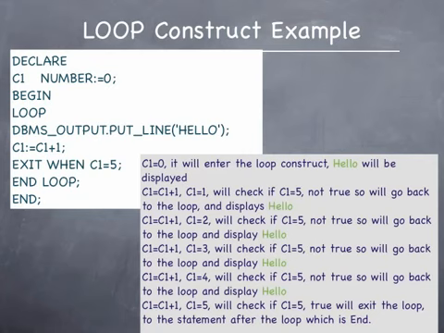In the body of the program, which begins with the word loop, is a loop construct, which has within it a DBMS output line statement that displays the word hello, which is then followed by an assignment statement C1 colon equal to C1 plus 1. This statement increments the current value of C1 by 1. This is followed by an exit statement, which is written as exit when C1 equal to 5. This exit is used to come out of the loop construct, which ends with the word end loop. The program then ends with the word end.